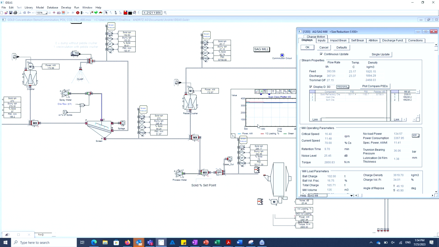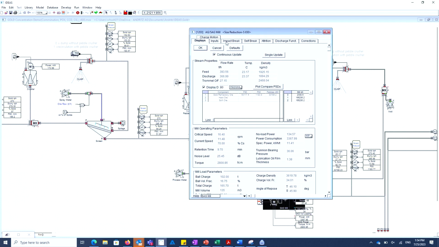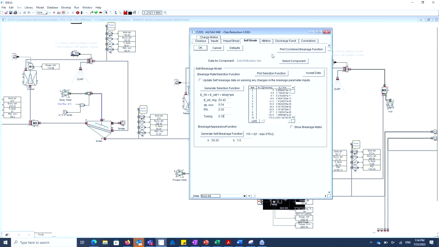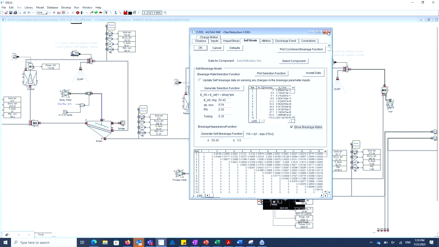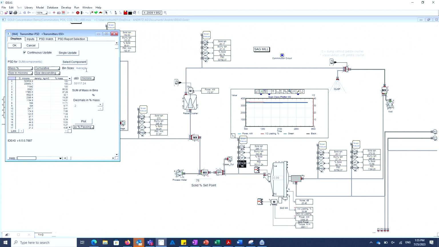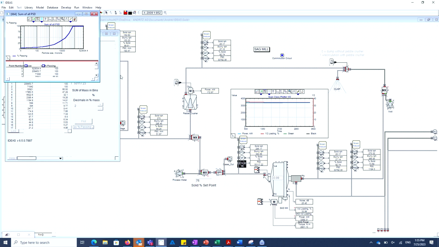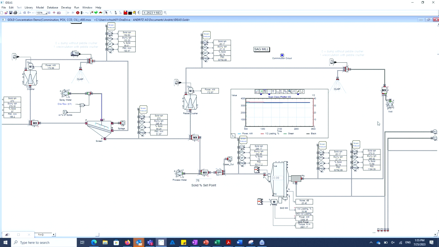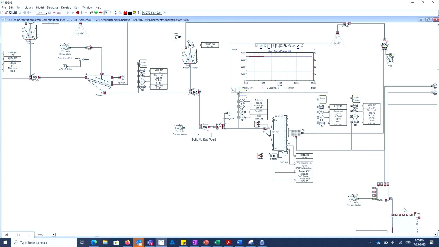So for example, the SAG mill, as you can see in IDEAS, we have all the impact breakage functions, the self breakage, the attrition. We are able to look at the material properties that are coming in. We are able to look at the actual particle size distribution that is coming into the SAG mill, and then predict what the particle size distribution of the material going out of the SAG mill will be. The important part is the dynamic ability of IDEAS.